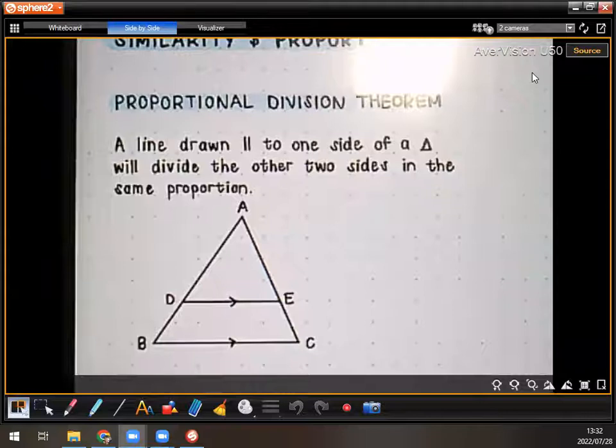Okay. So those two triangles would be similar.